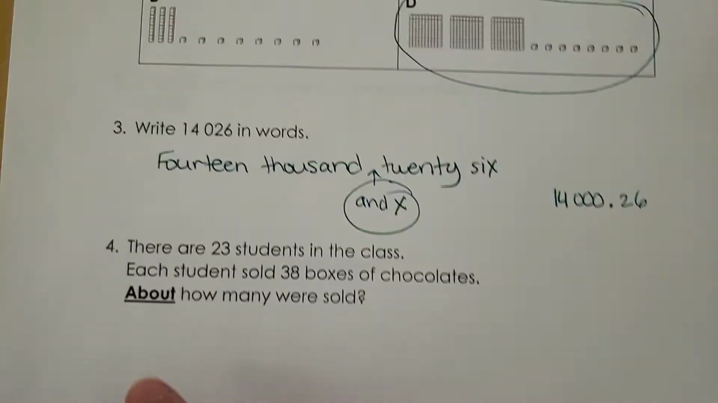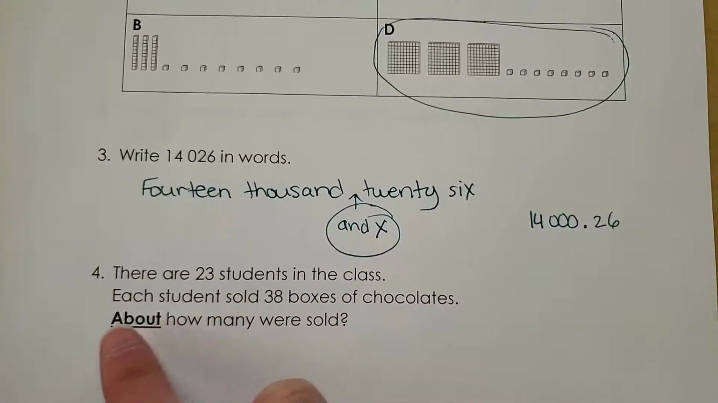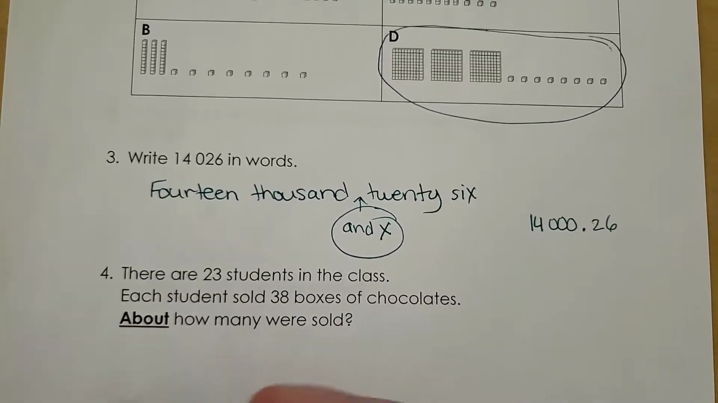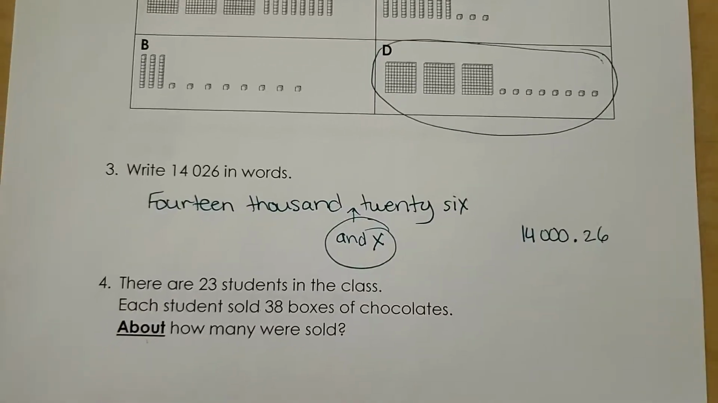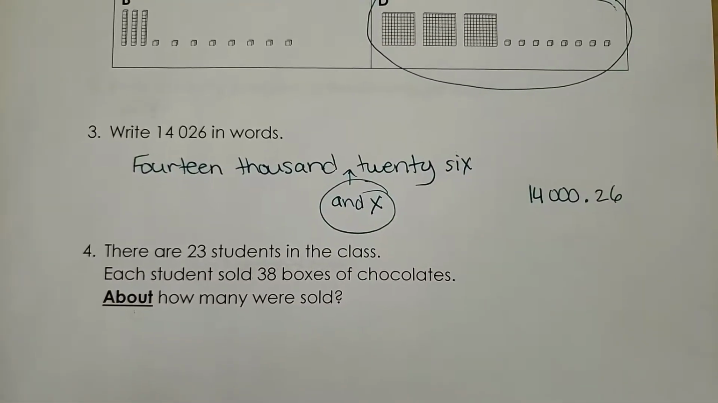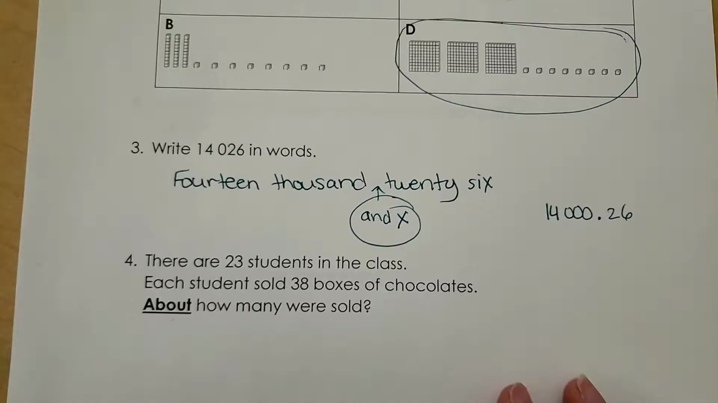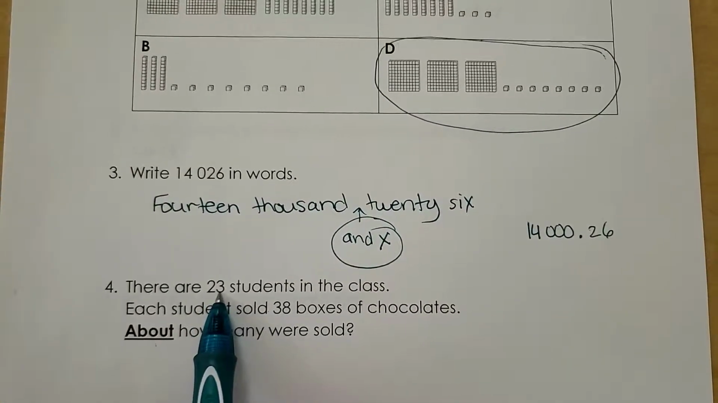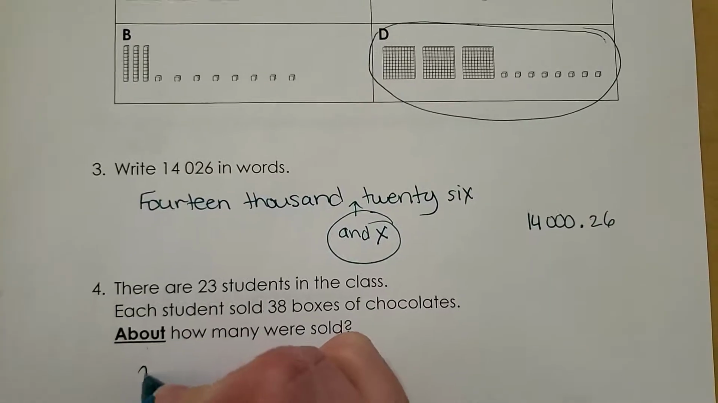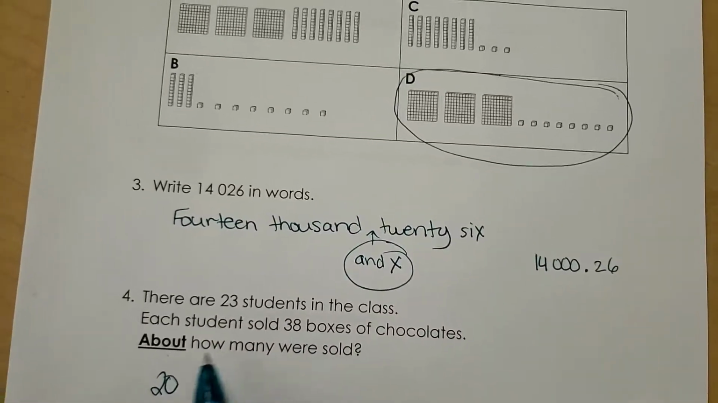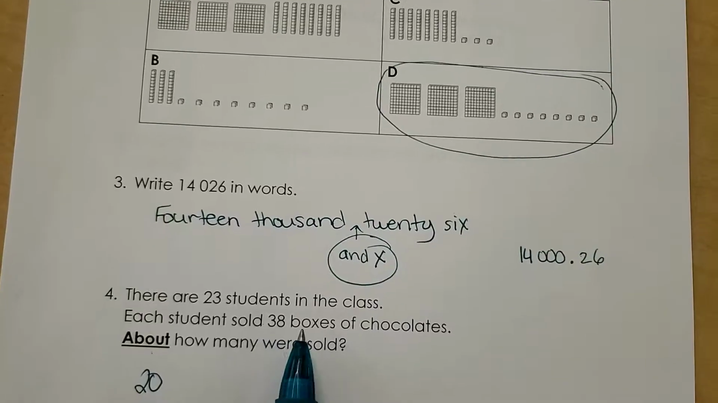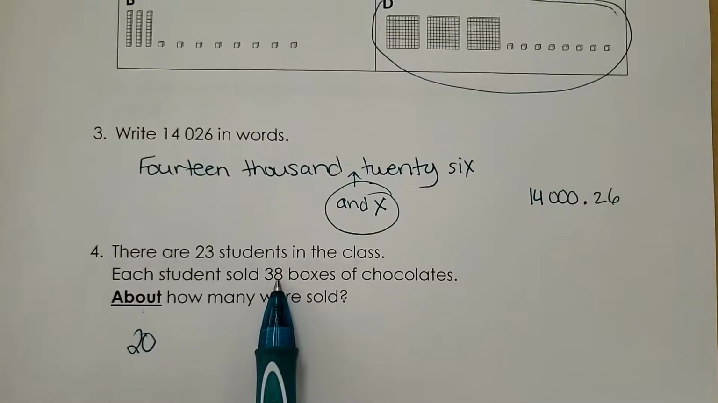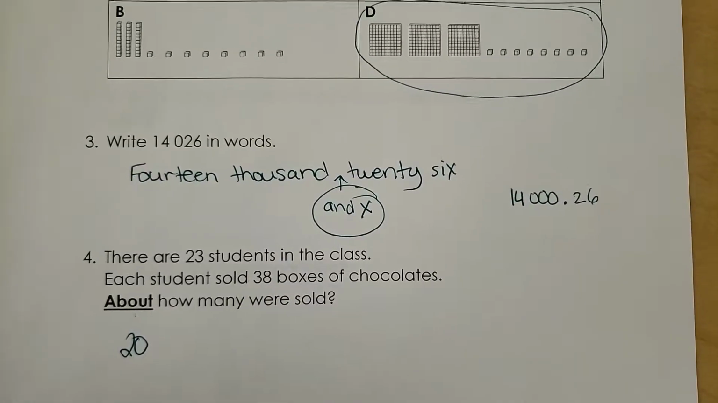Next question. There are 23 students in the class. Each student sold 38 boxes of chocolates. About how many were sold? "About" is your key, because about means that you are estimating. So we're rounding each of these numbers. 23: 3 is 4 or less, so we let the 2 rest. It's 20. The 38 rounds up because 8 is 5 or more, so it raises the score of this one to 40.